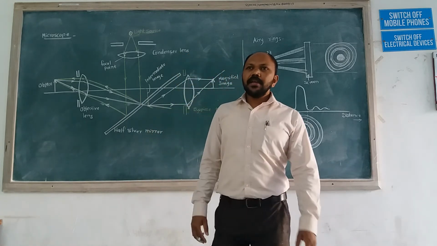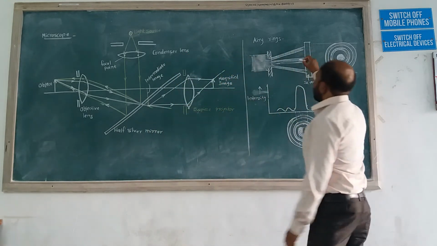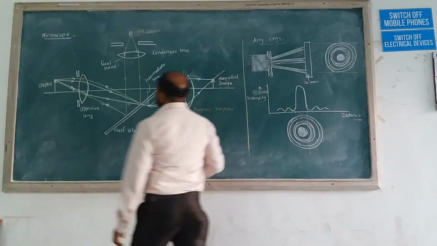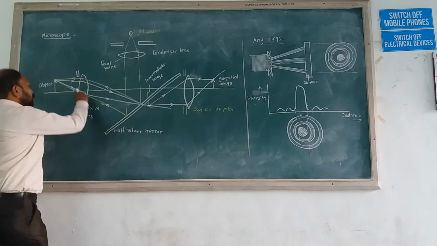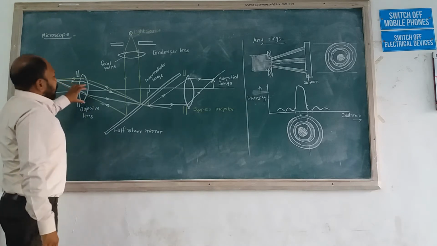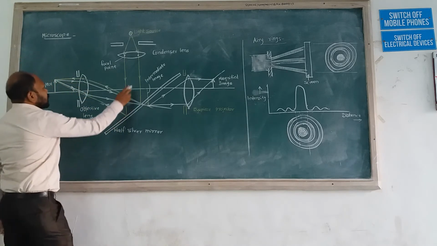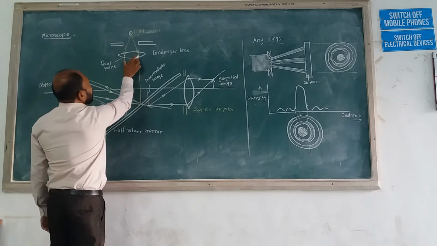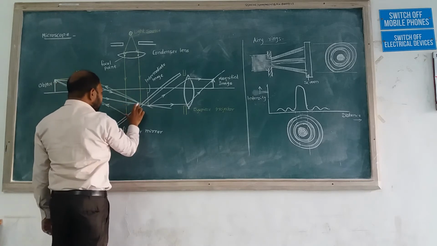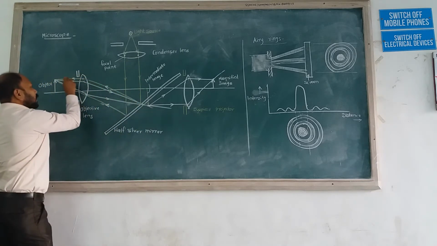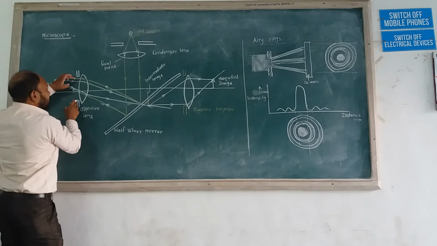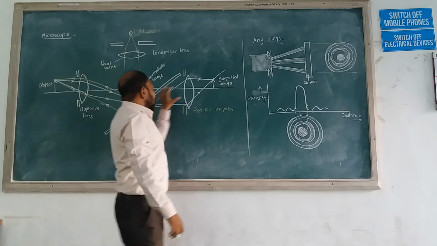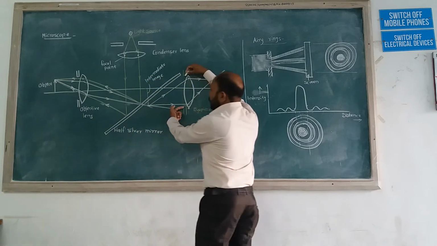But what happens here is that, due to these Airy rings, our light gets disturbed. If light passes through here, then again Airy rings are formed here. So that light comes here and through here, and again Airy rings are created at this aperture. Again that passes through this lens. Here again an aperture is available.